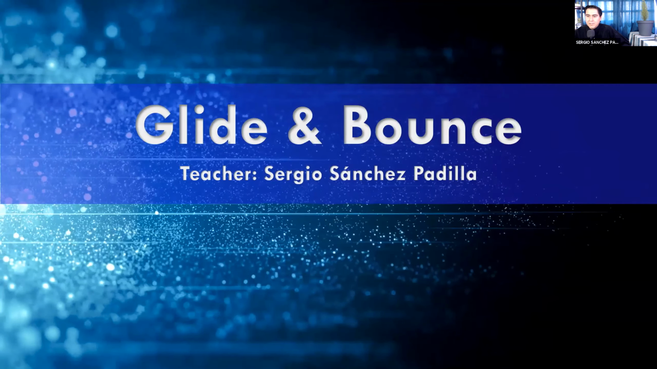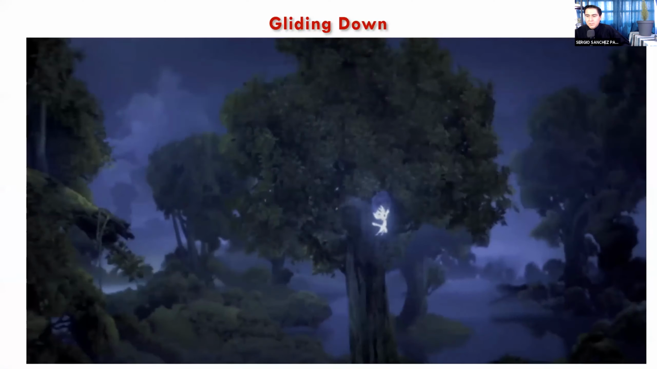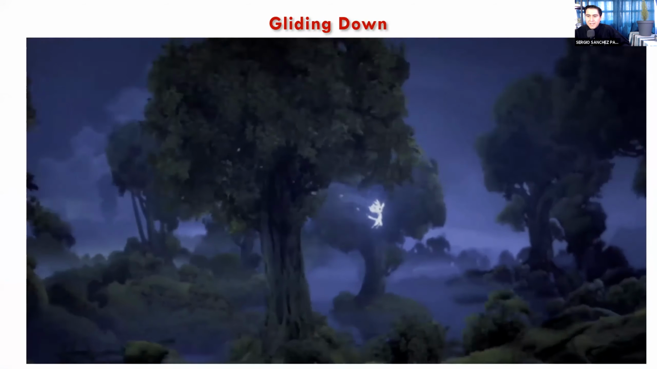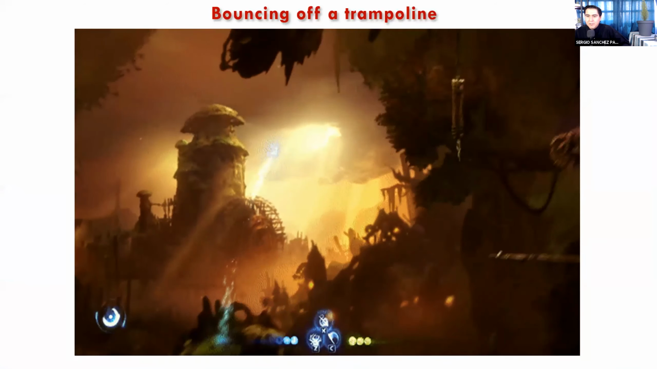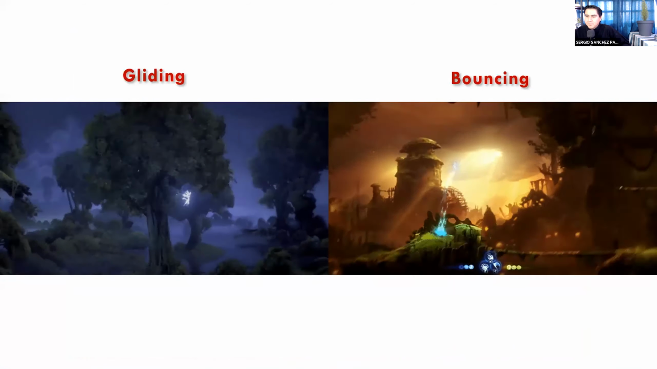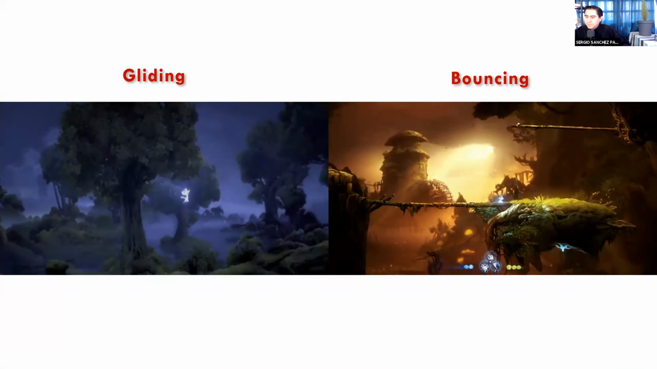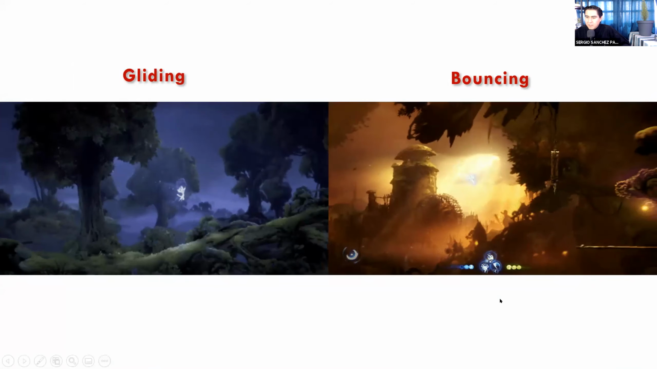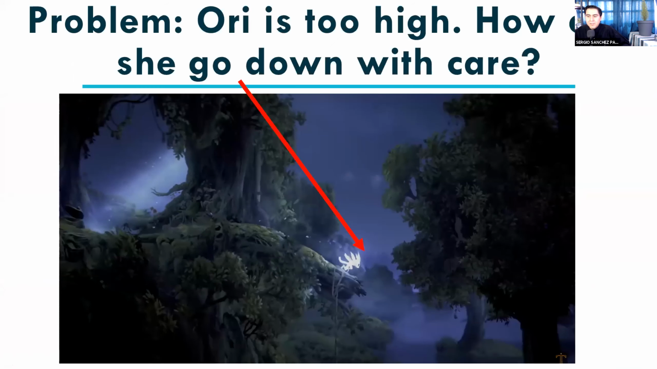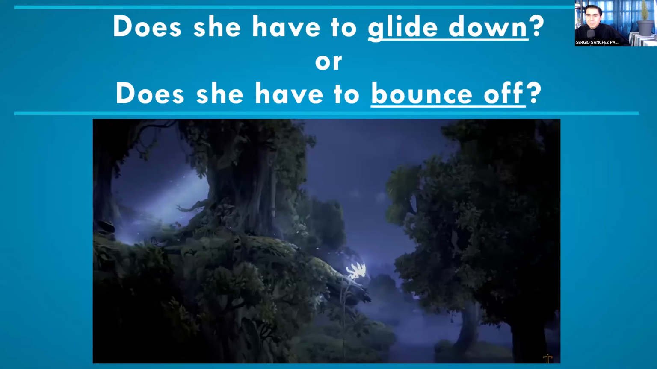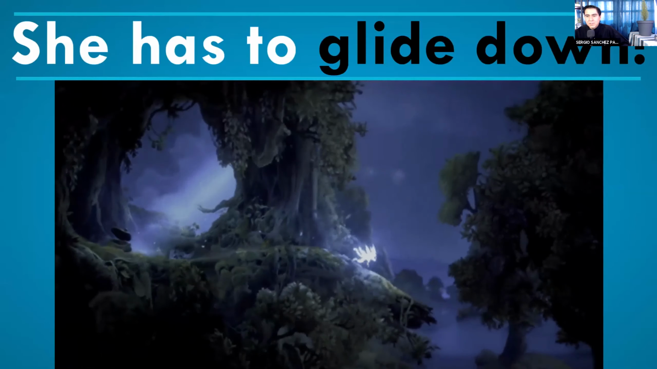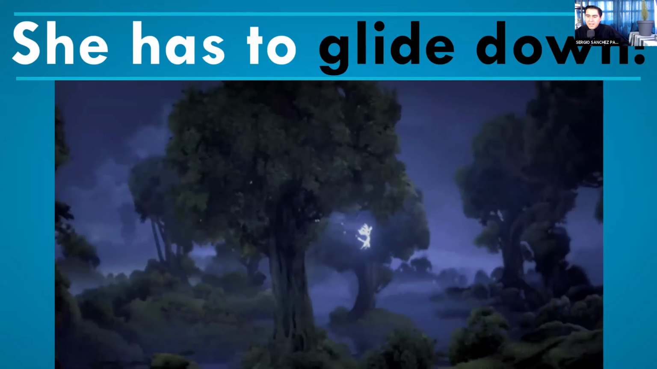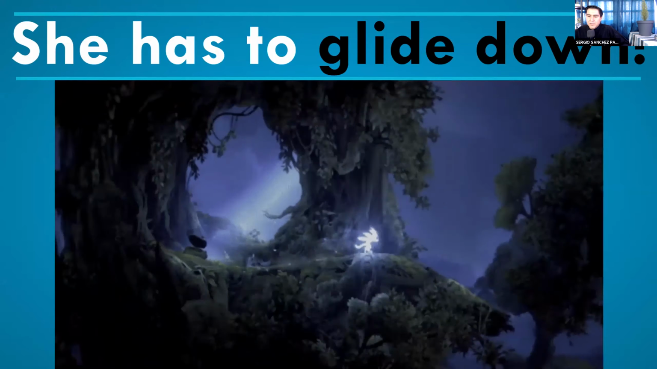Now, glide and bounce. So here's the first stimulus, gliding down and bouncing off a trampoline. Here we can observe both stimuli in comparison. And the problem I pose to my students is, where is too high? How can she go down with care so she doesn't get hurt? Does she have to glide down or does she have to bounce off? And the answer is she has to glide down, as we are observing right now.